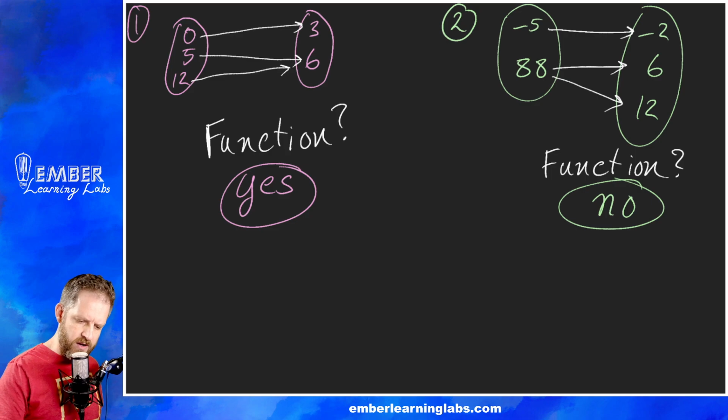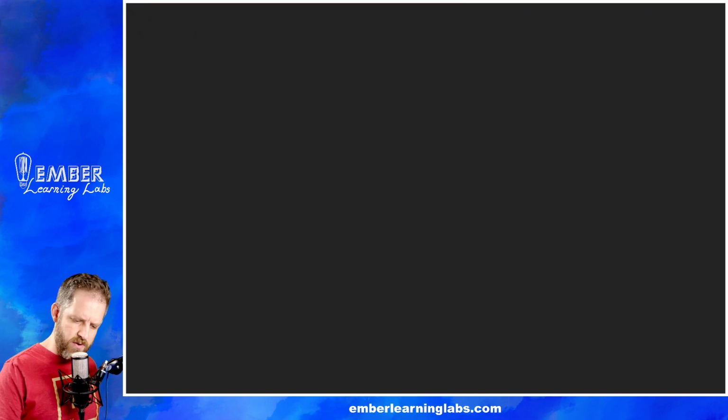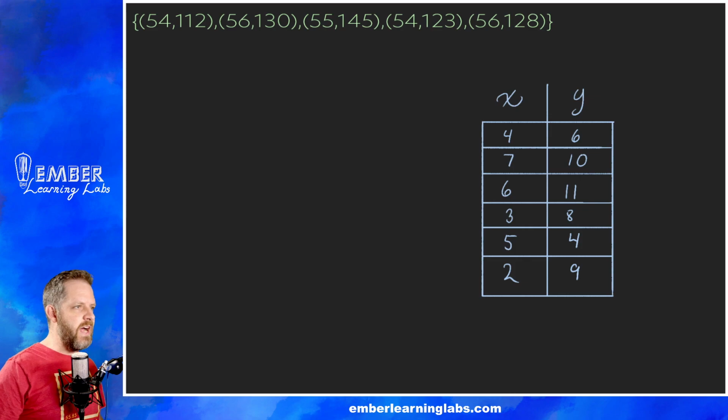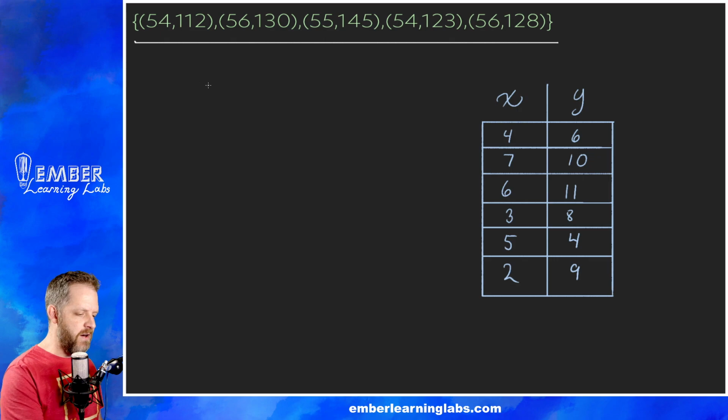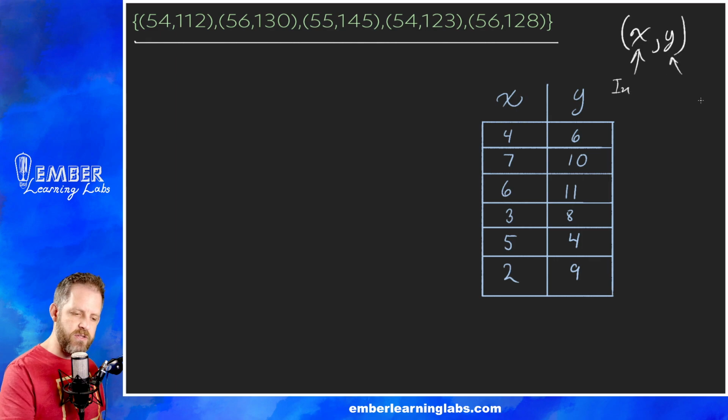Let me see if I can find what I'm looking for. I want that and that. All right, so we have 2 different examples here. Up here at the top, we have a relation that is a set of ordered pairs. Ordered pairs, in case you don't remember, go X, Y. So this would be the inputs, the domain. This would be the outputs, the range.